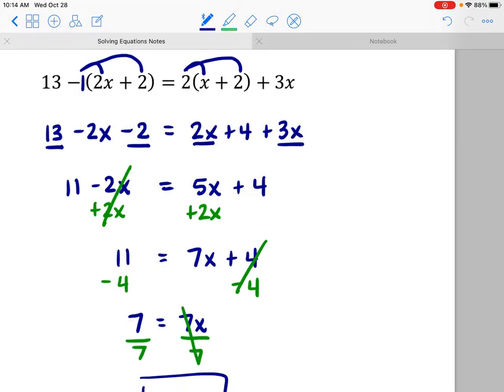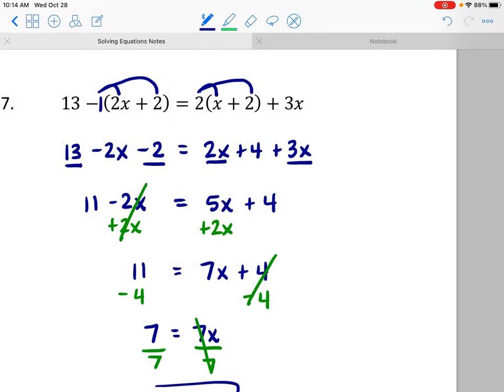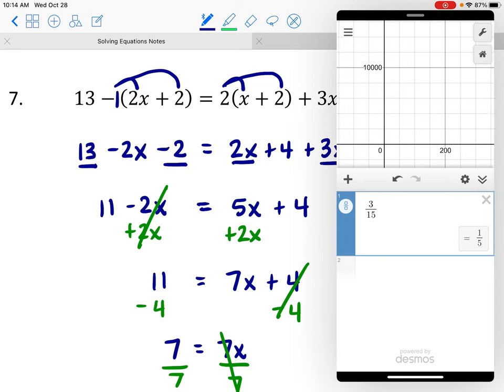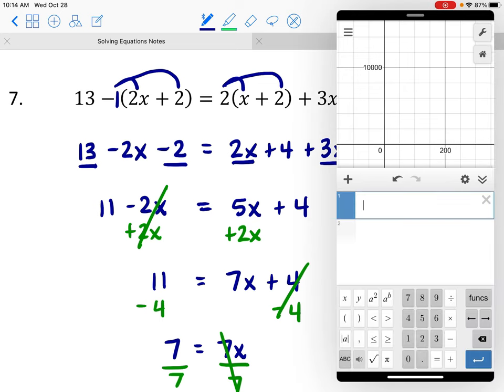Okay? Now this is one that, just because there's a lot going on, I might check it, and I would probably just use the calculator. So I have 13 minus, in parentheses, 2, and then I'm going to plug in my solution, which was 1, and then I have a plus 2, and I'm going to close that parenthesis, and that's where the equal sign is, so that's where I'm going to stop.